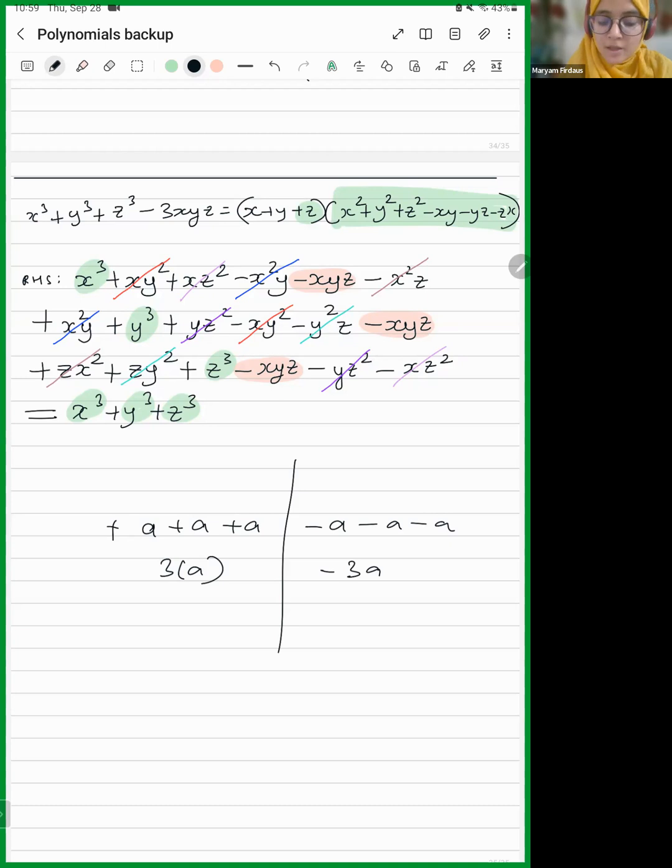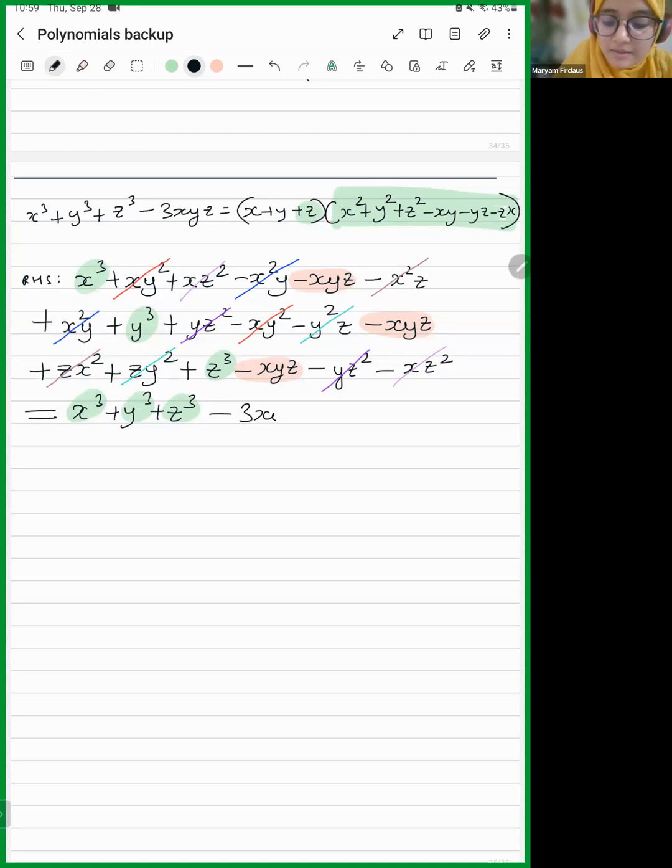Yes, ma'am. Clear. So minus xyz minus xyz minus xyz will be how much? Minus 3xyz. This is your LHS. Hence proved.